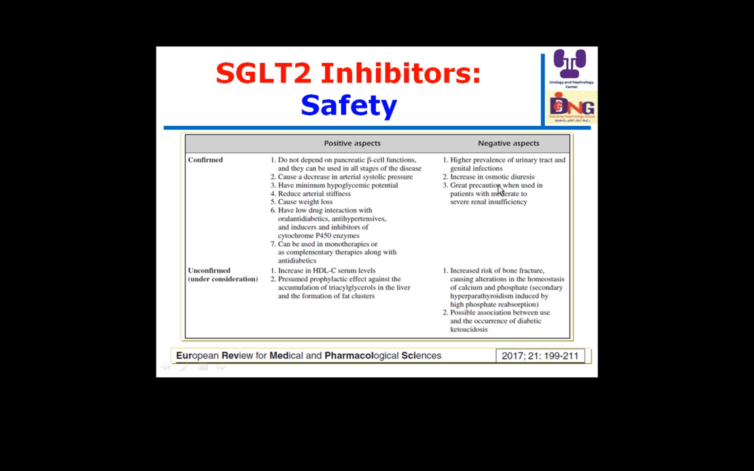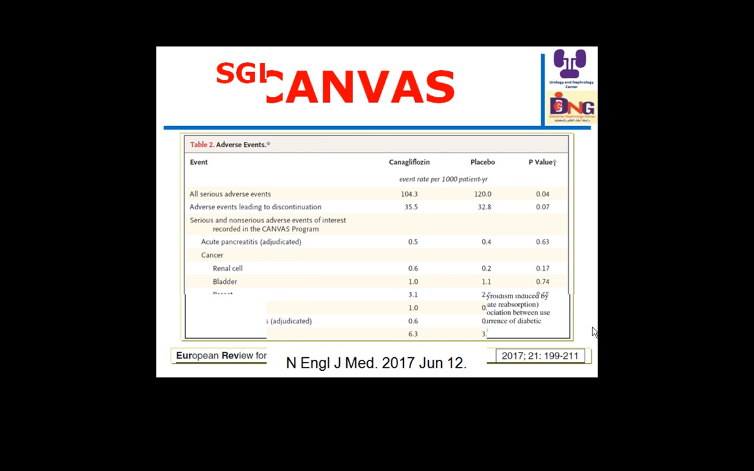Increased osmotic diuresis, so it shouldn't be given for patients on active diuretics. Take great precautions when used in patients with moderate to severe renal insufficiency. Increased risk of bone fracture, especially with canagliflozin. A possible association between use and the occurrence of diabetic ketoacidosis, and I'll explain it later.